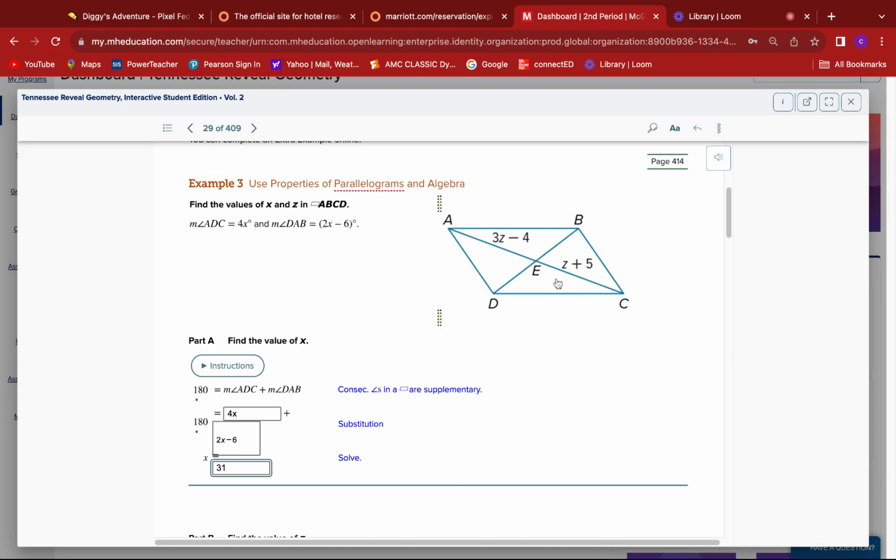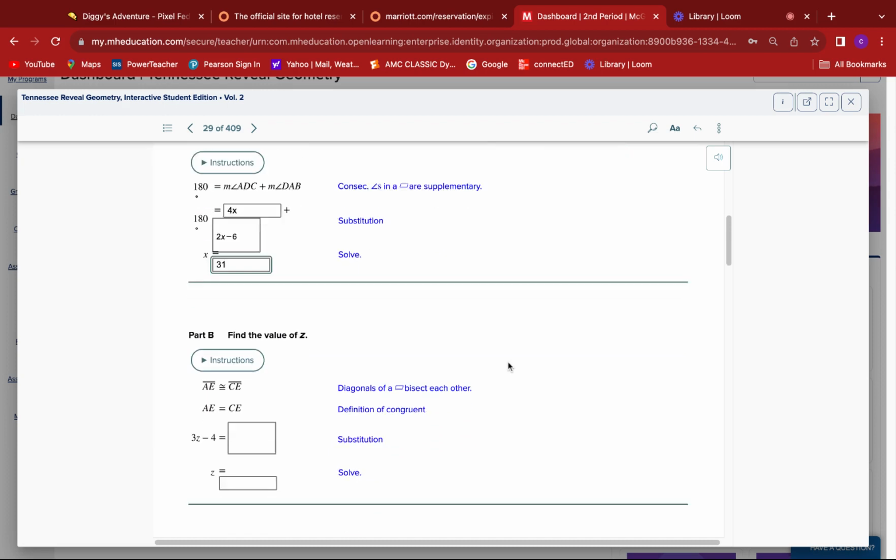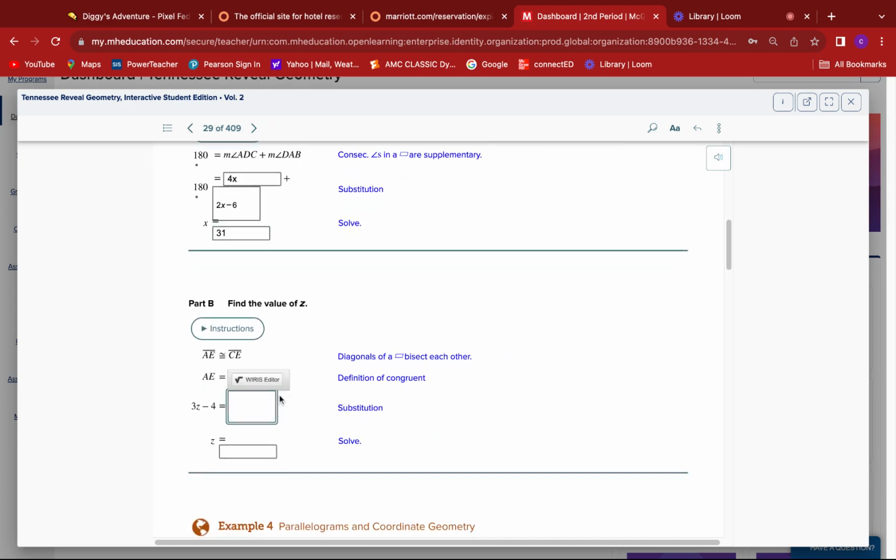And listen, if you're a teacher brand new to geometry, I will have multiple students every year try to add those to be 180. And you guys, they're not angles. So angles will add up to be 90, 180, 360, whatever the problem is having you do. But these are not angles. These are sides. And in fact, this is the diagonal more specifically. So set them equal to each other. So 3z minus 4 equals z plus 5.